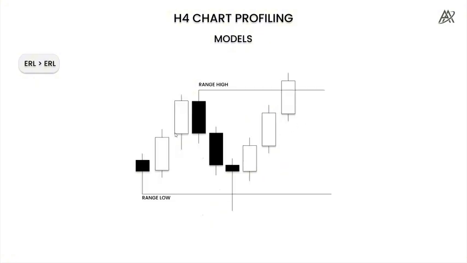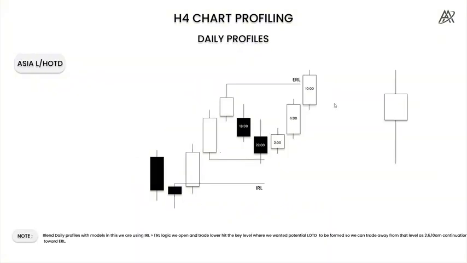The third model we are going to use is ERL to ERL. We are trading away from a swing low to trade towards that swing high. You can say it's a consolidation where we're pairing regions, trading away from that range low towards that range high. Now we are going to blend those daily profiles. The first one is Asia as your low and high of the day. So these are the schematics of the 4-hour chart.